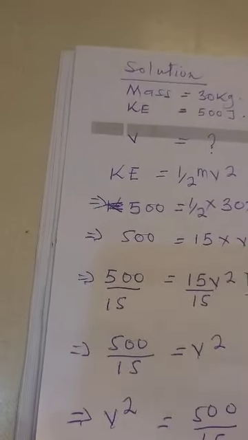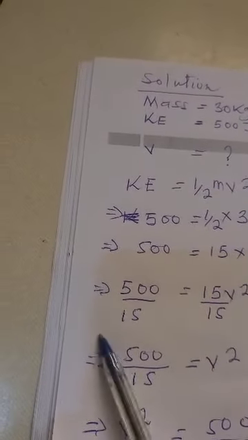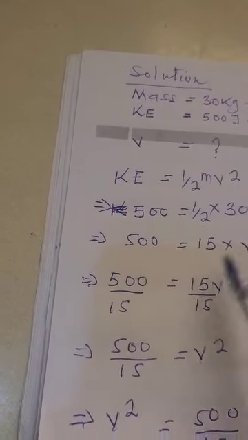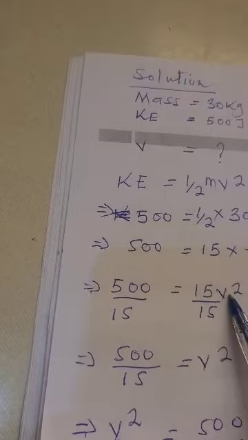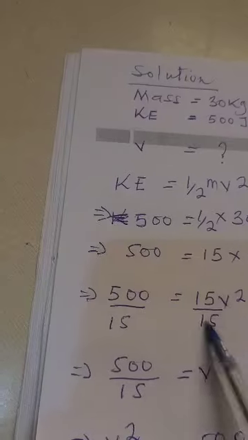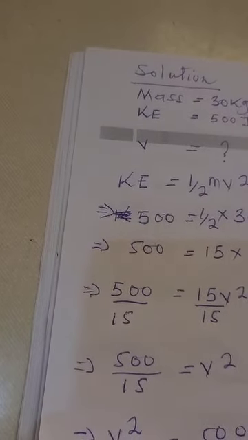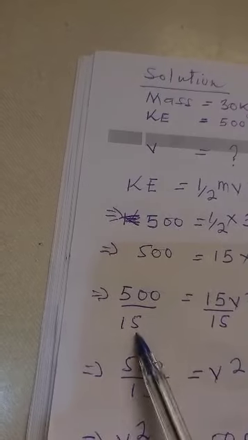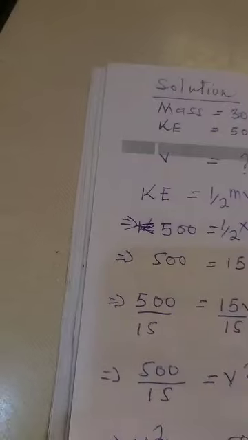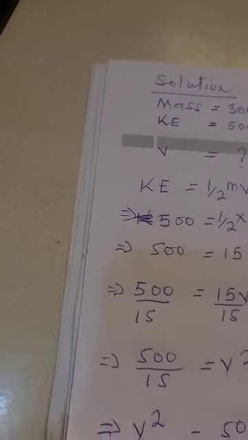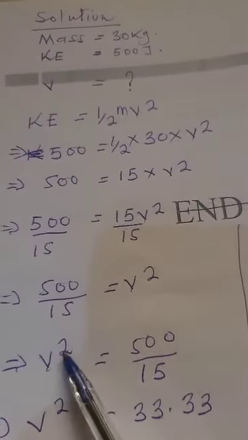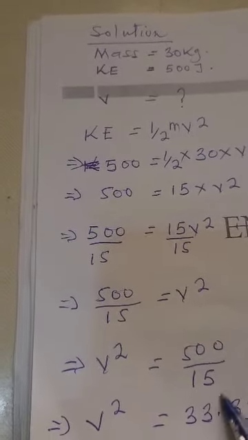So after this, if we continue, we'll get 500 is equal to 15v squared. That is the product here. So we are looking for velocity, not velocity squared. So we have to divide through by 15 to make v the subject. So here will be 500 divided by 15. Then 15 divided by 15 will cancel out, leaving velocity squared equal to 500 divided by 15.